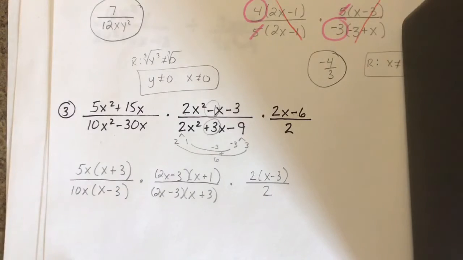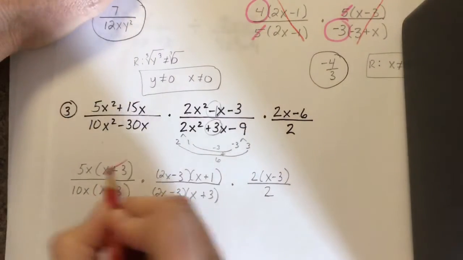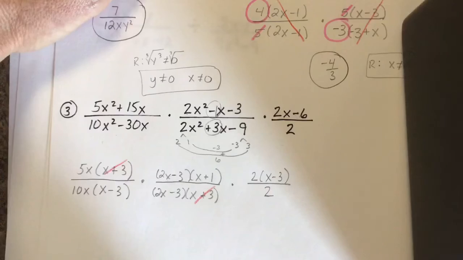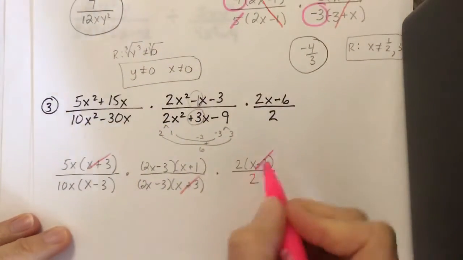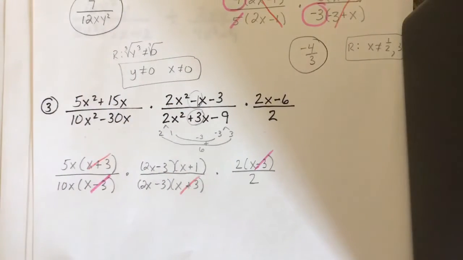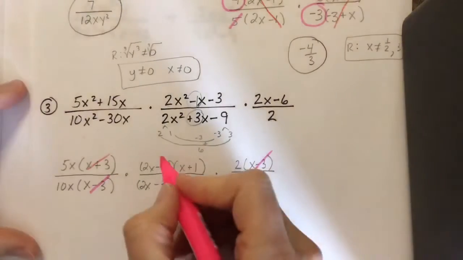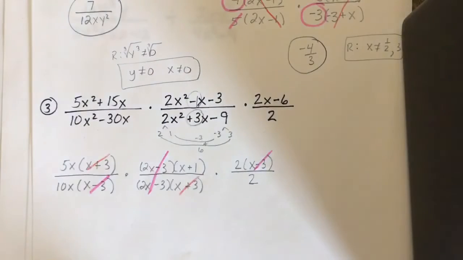But look diagonal. I got x plus 3 and this x plus 3. Then all the way over here, I've got x minus 3 canceling with x minus 3. Okay? And straight up and down, 2x minus 3.